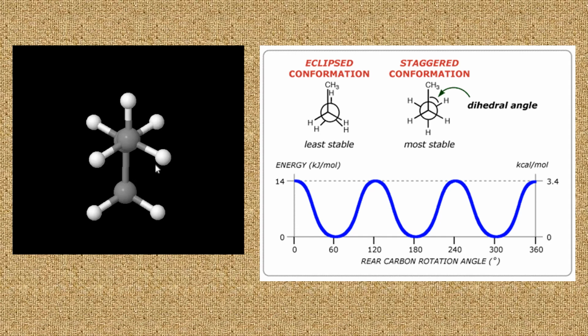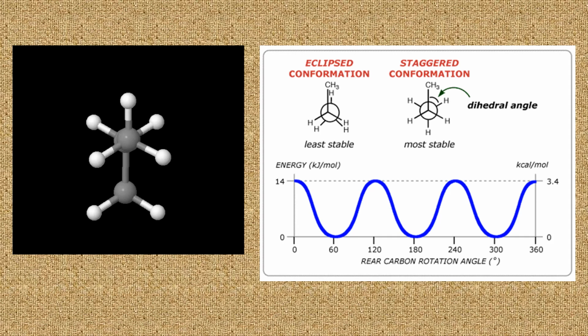And this is the staggered conformer, where the three hydrogens in the front carbon and the backside three bonds are not eclipsing. The dihedral angle between this CH bond and the CH bond at the backside carbon is 60 degrees. This is the staggered conformer.